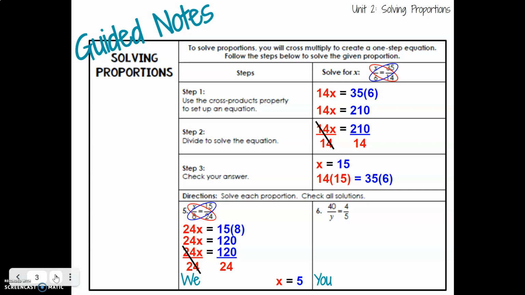To check my solution, I just put that 5 in where the x is. 24 times 5 equals 15 times 8. And when I do the multiplication on both sides, I'm going to see 120 equals 120. Okay, this next part is for you to do. You're going to circle like I have circled, and you're going to walk through the same exact steps that I walked through. Make sure you show your work, and if you have any questions, let me know.